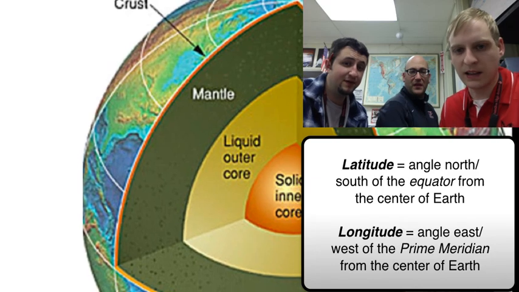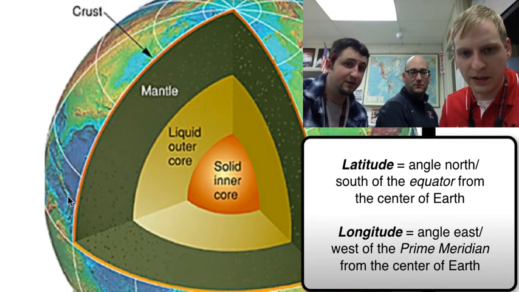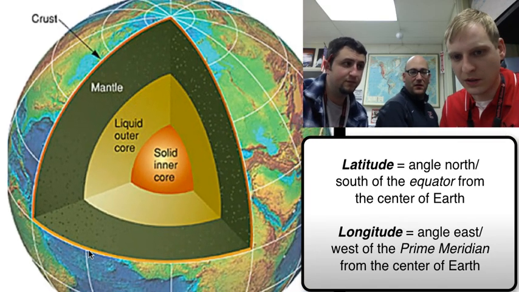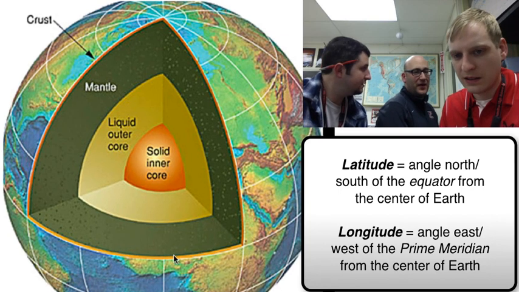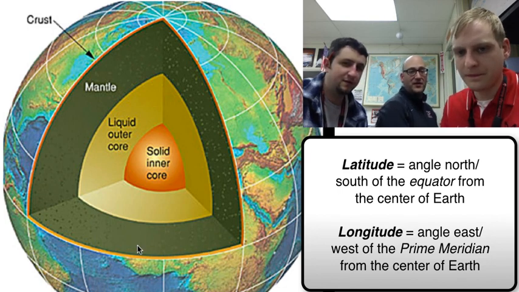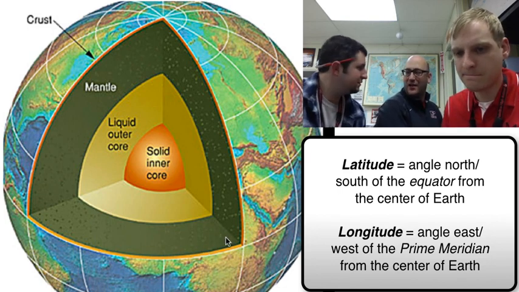Okay. So let's see. Latitude was going up and down here. Longitude, we're going to go this way, side to side. So is there anything in common with latitude and longitude? I know they're both angles, right, but do we have anything that ties them together?